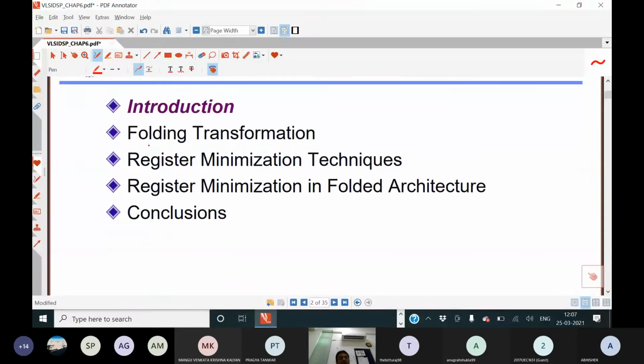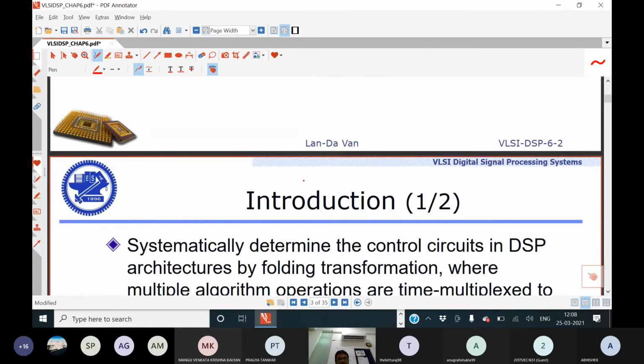Now, if you want to go for area optimization, then you need to go for folding. What is the concept of folding? That we will see first. With the help of folding you can do register minimization. That means if in a particular architecture your number of registers is reduced, then ultimately your area is reduced. Also, if you want to reduce your functional units, then the folding technique will be useful, so that we will see.